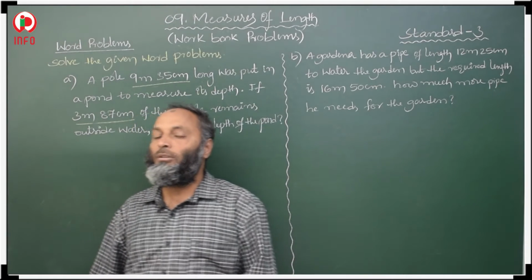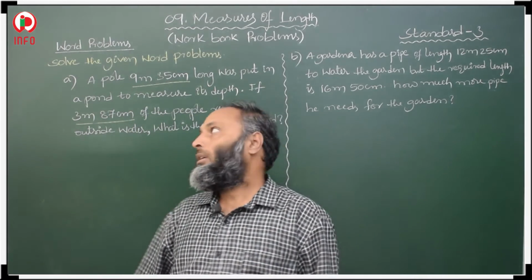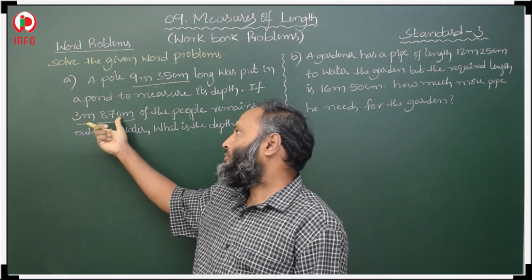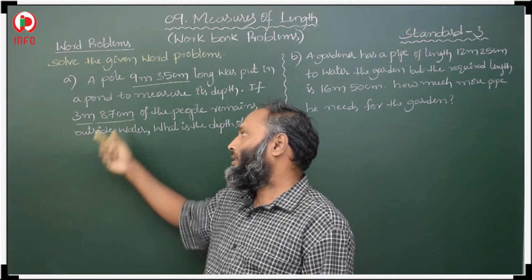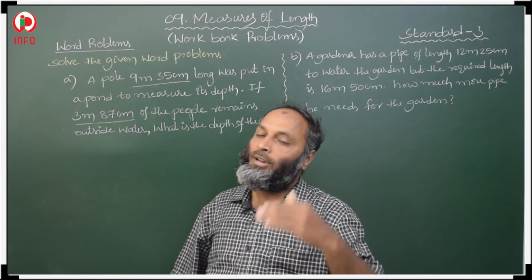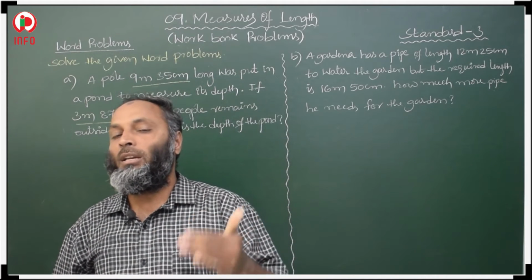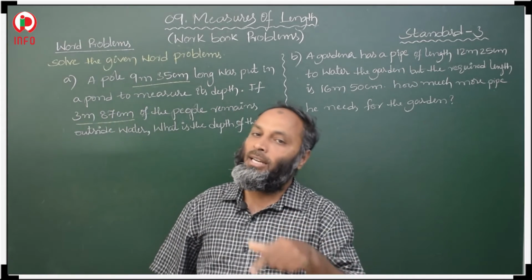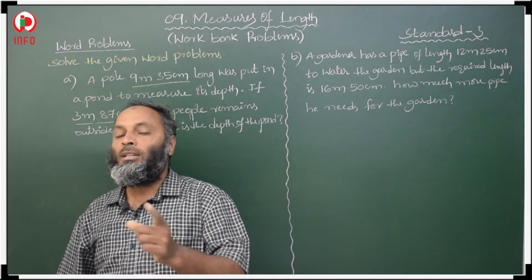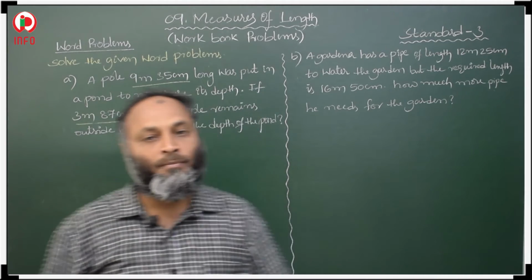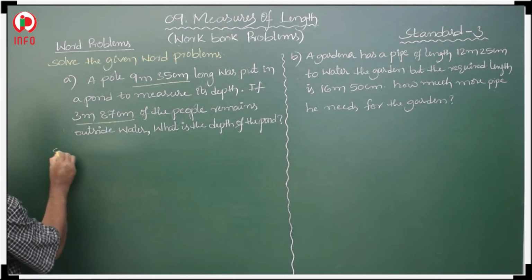So, what to do? How to find the depth of the pond? From the total pole length, we have to subtract the 3 meters 87 centimeters, the pole left outside. Then you will get the remaining part inside the pond, which is nothing but our depth of the pond. Okay. Now, steps.